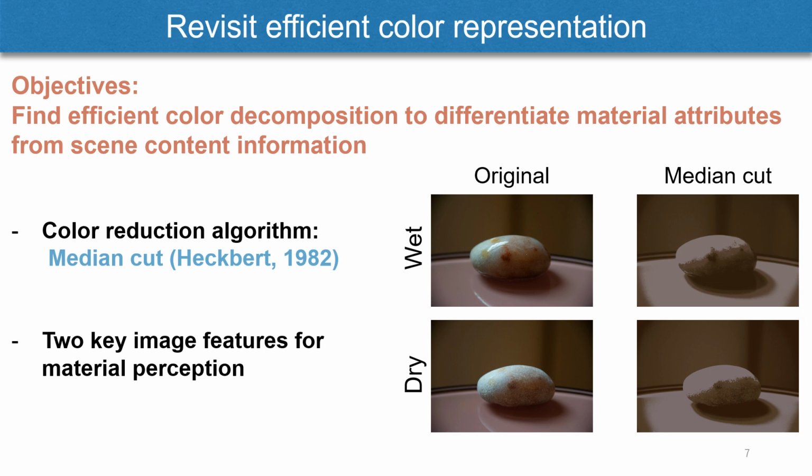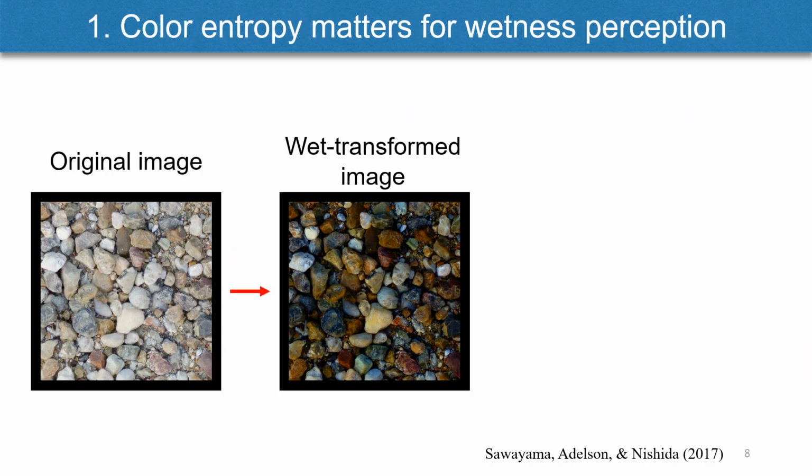This algorithm is called median cut, which was developed 40 years ago for visualization of classic browser with small number of colors. First, I will explain what are the key image features for material perception, and then I will describe how these features are related to the median cut algorithm. One key feature is that color entropy is critical for material perception. This is shown in the context of wetness perception.